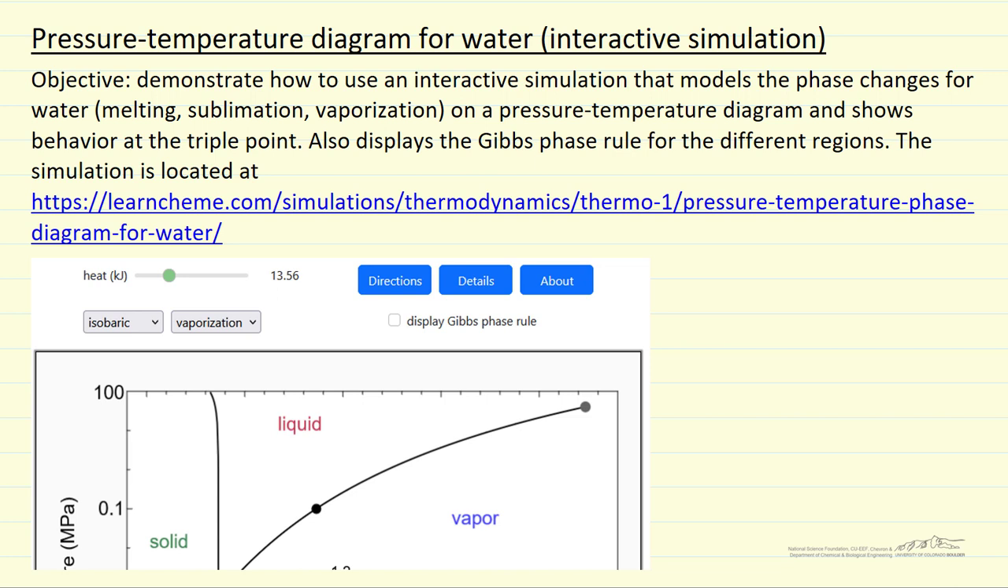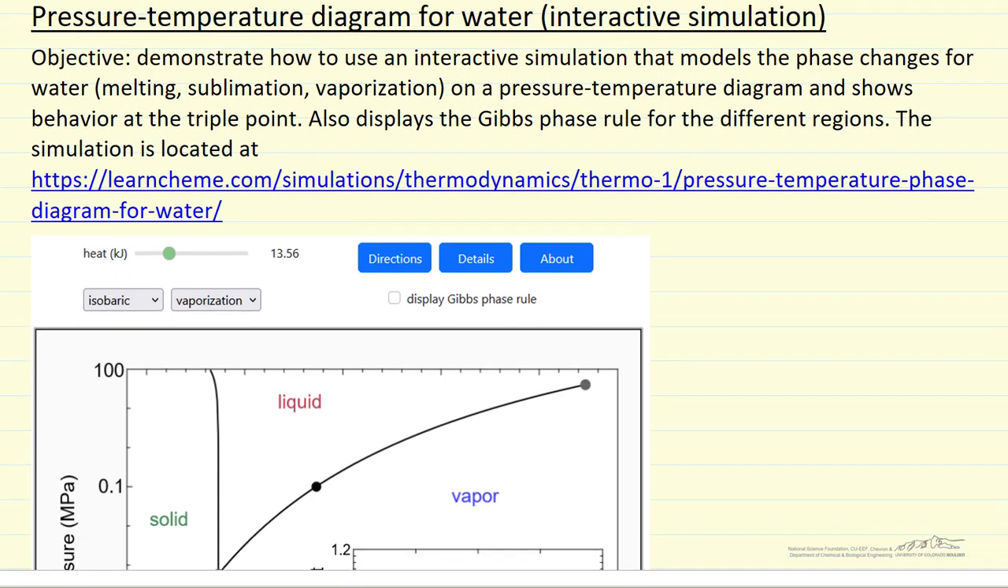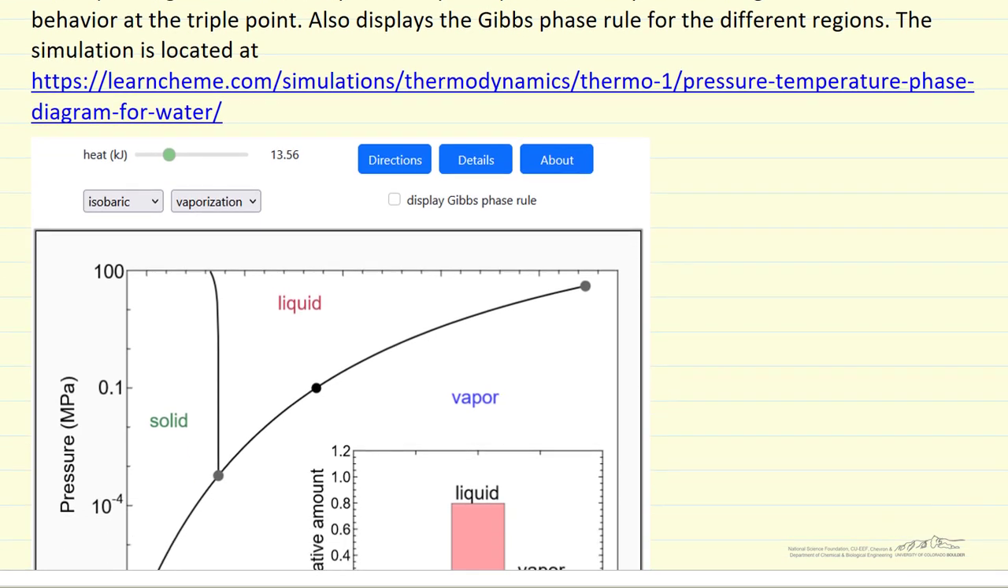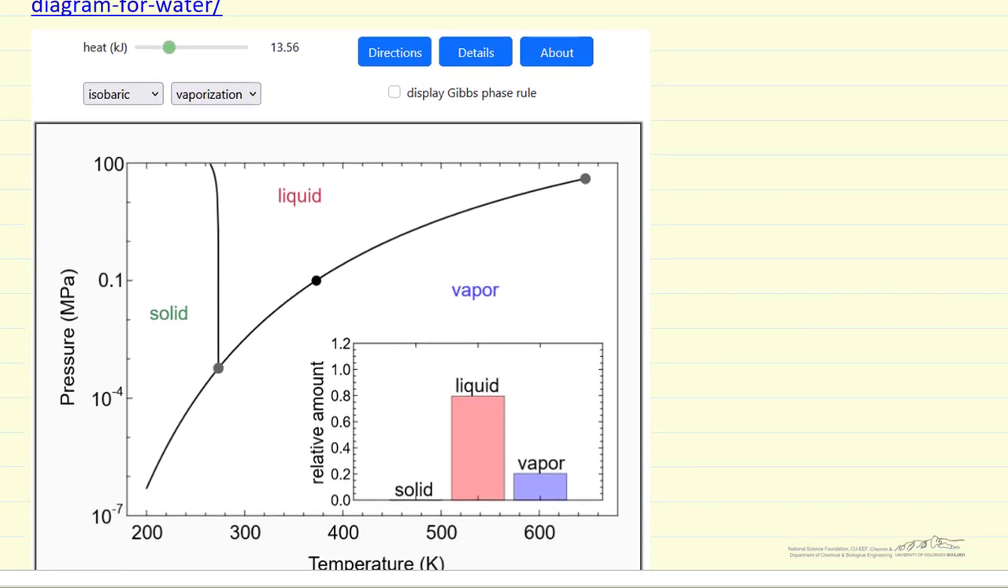I'm going to demonstrate how to use an interactive simulation that shows a pressure temperature diagram for water and allows us to look at phase changes on the diagram at either a constant pressure or constant temperature. The link to the simulation is given here in blue, and then I'm showing a snapshot of the simulation.